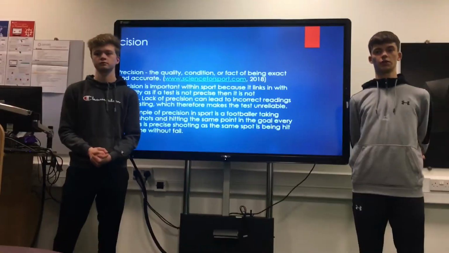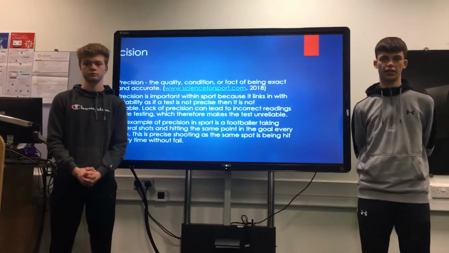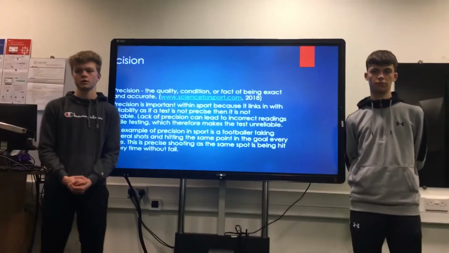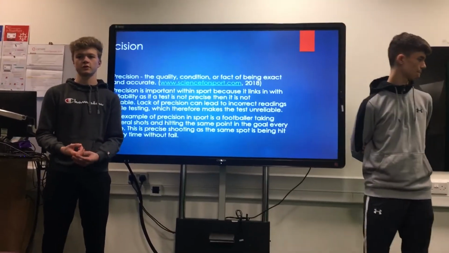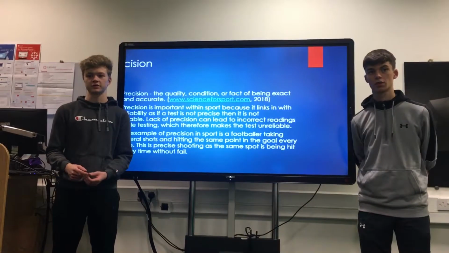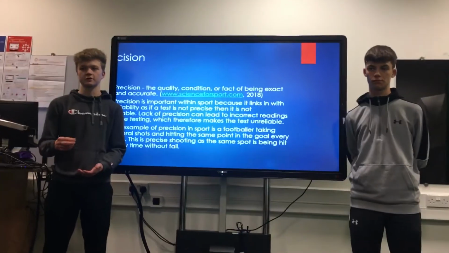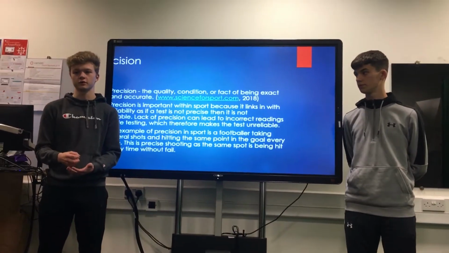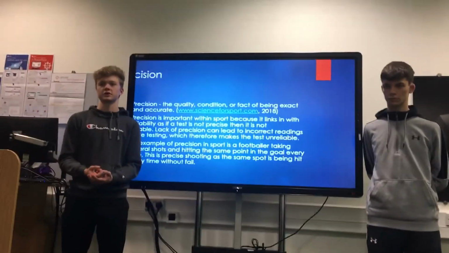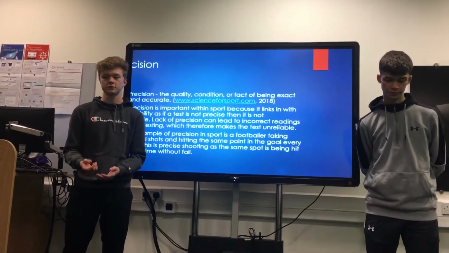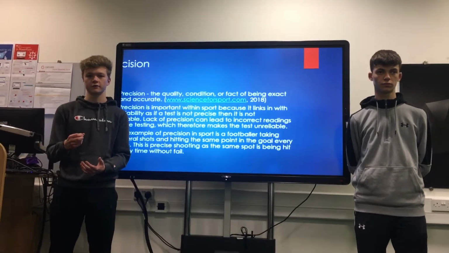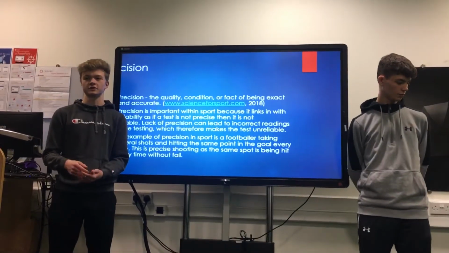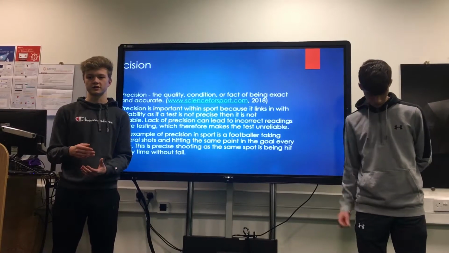Precision can be described as the quality, condition or fact of being exact and accurate when testing. Precision is important because it also relates to the reliability of a test, because precision is based on consistency, if it is the same over and over again. So a good test that could potentially be used is body composition, because if the person doing it is reliable, that means you will get consistent results on each site.